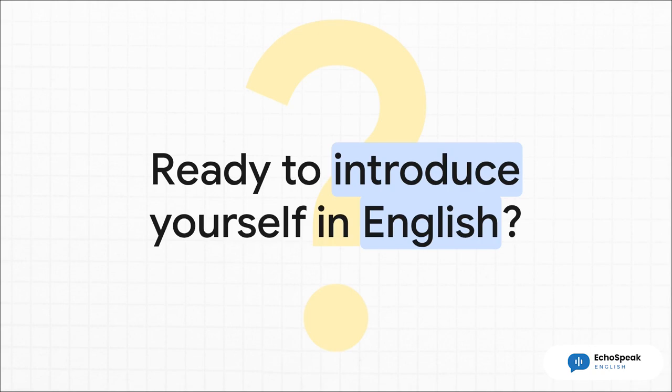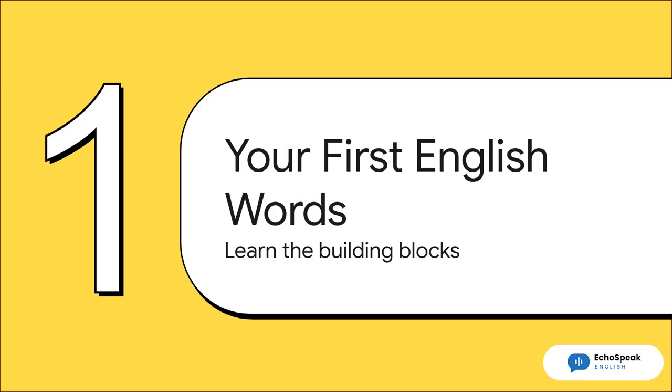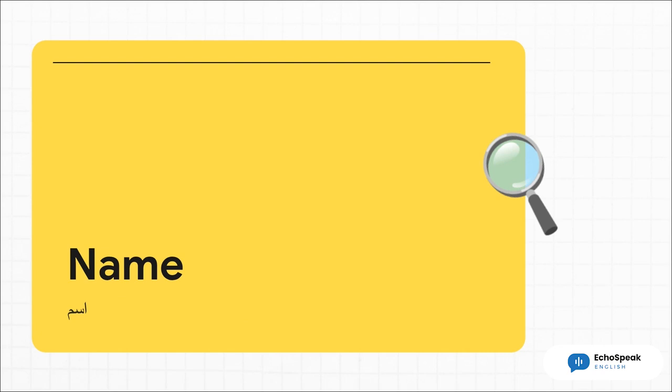Let's jump right in. Okay, first things first, we have to start with the basics, right? Think of these words as the building blocks. Once you have these, you can build all sorts of amazing sentences. We'll take it nice and slow. Our very first word is name. This word is how you tell someone who you are. Listen closely. Name. Can you hear that? Now, it's your turn. Say it out loud with me. Name.